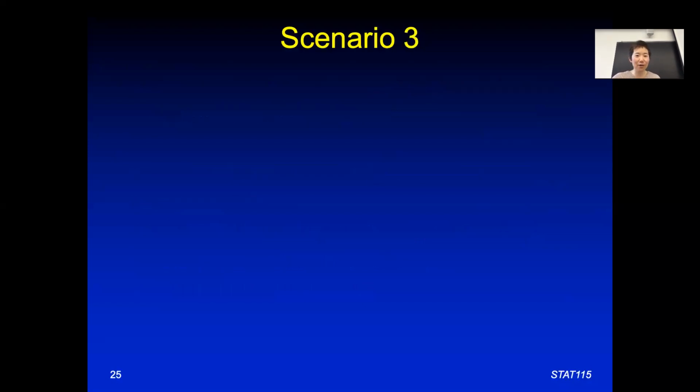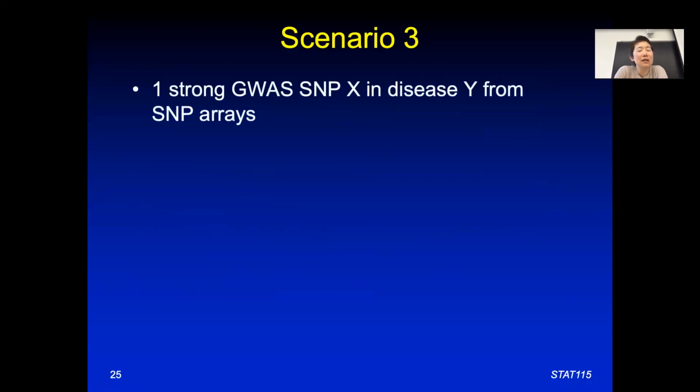That's another scenario. A third scenario is from a GWAS study. You spend a lot of money, and you got a single GWAS SNP. What do you do? This SNP X in disease Y. Using SNP arrays, what do you do?